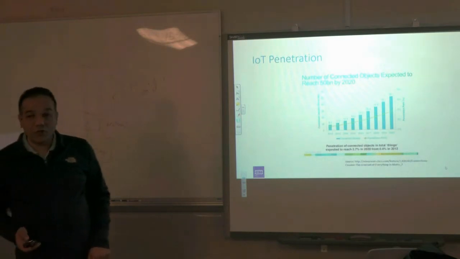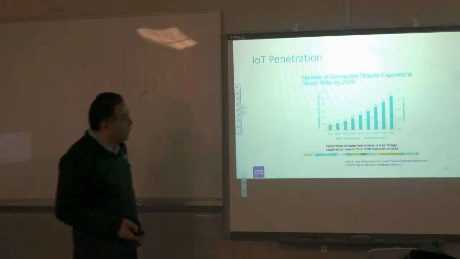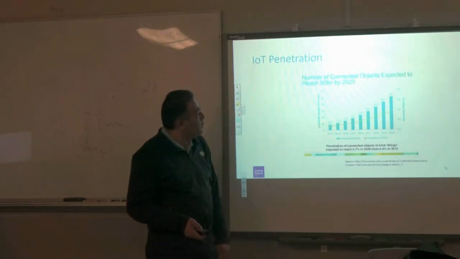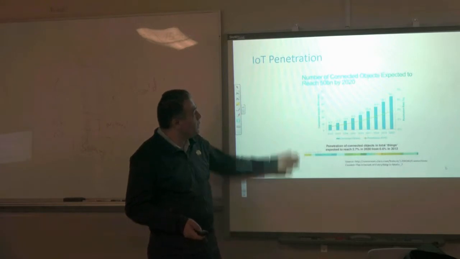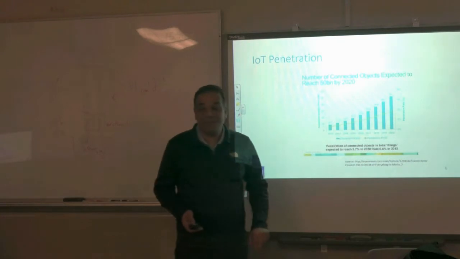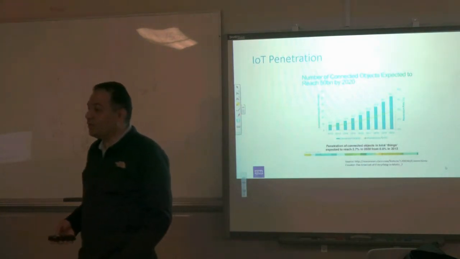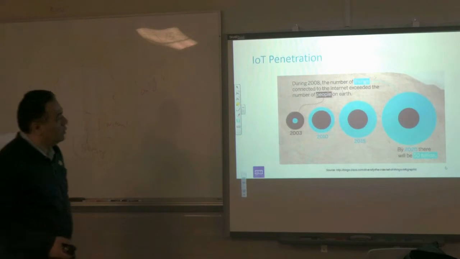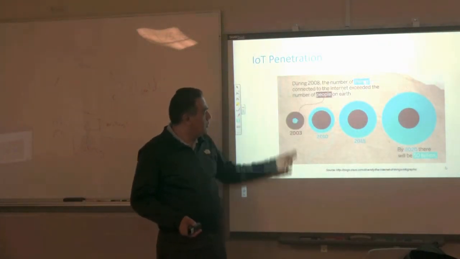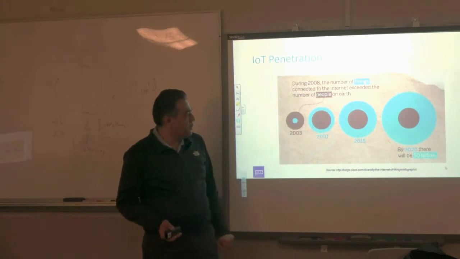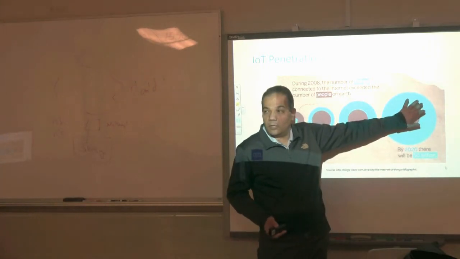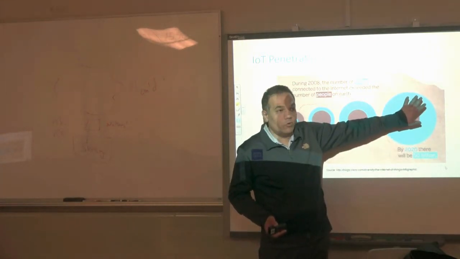So IoT penetration in the market is increasing. The number of connected objects is expected to reach 50 billion devices by 2020. 50 billion. It's like 4 or 5 times more than people. So in 2003, the brown is the number of people. These are the connected devices in 2020. This is the people.